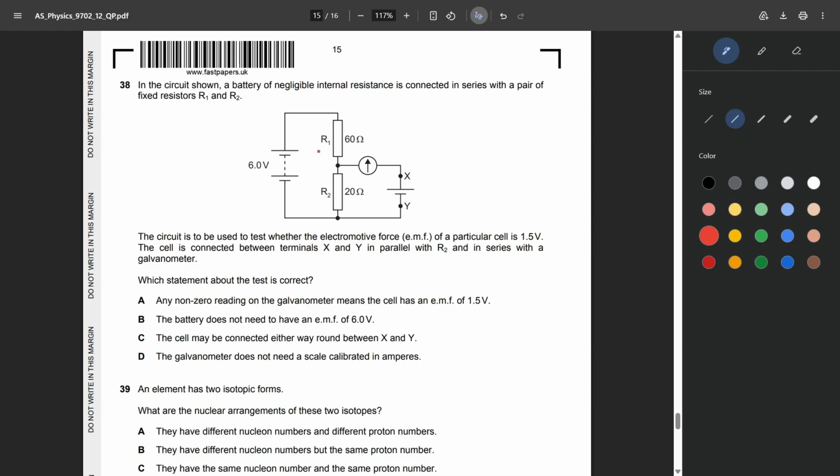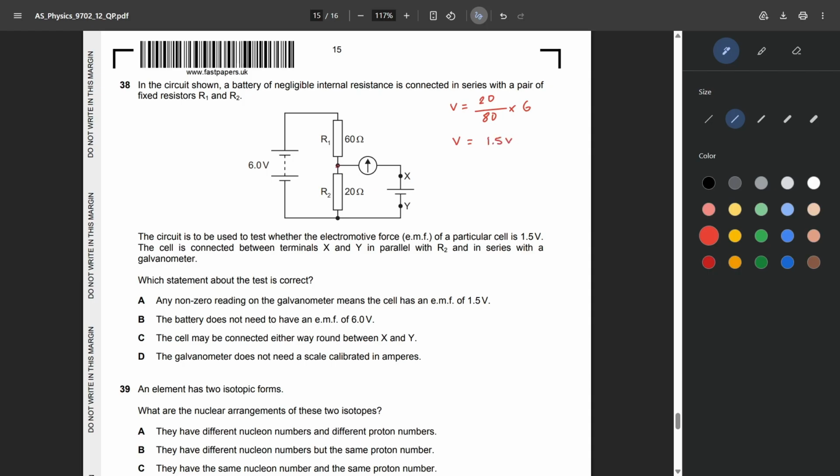Okay, so this portion of the circuit is a potential divider, right? So the potential across these 2 points would be V is equal to the resistance of this resistor 20 divided by the total resistance of these two, 20 plus 60, 80, times the EMF, which is 6. The voltage will be equal to 1.5 volts.